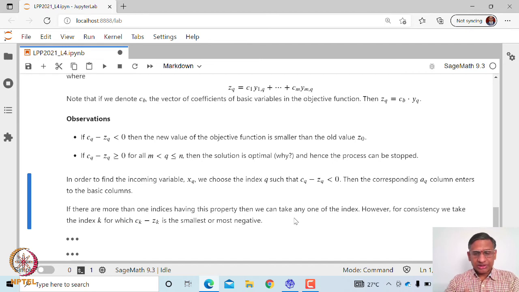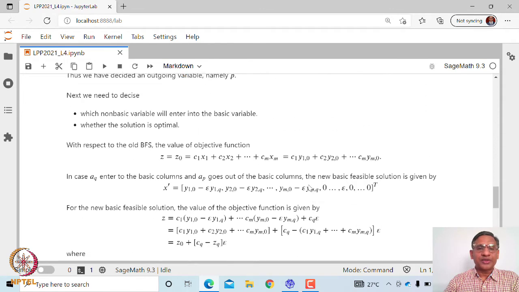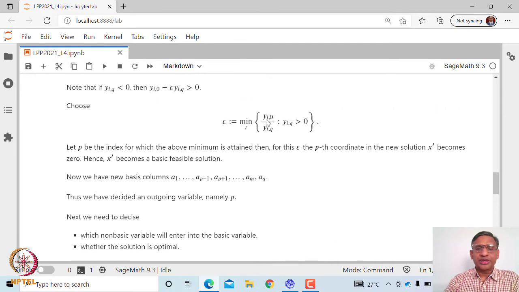So now let us just summarize. We have obtained the value of q, that is the incoming variable, from the non-basic ones. And how did we obtain it? We have to find Cq minus Zq for each non-basic column q, and choose the one which is most negative. And then once we have done this, we find p, which gives the smallest of the ratio yi0 upon yiq, such that yiq is positive.